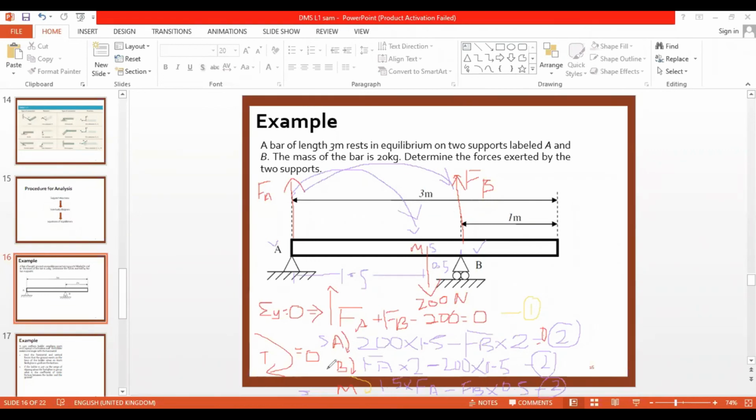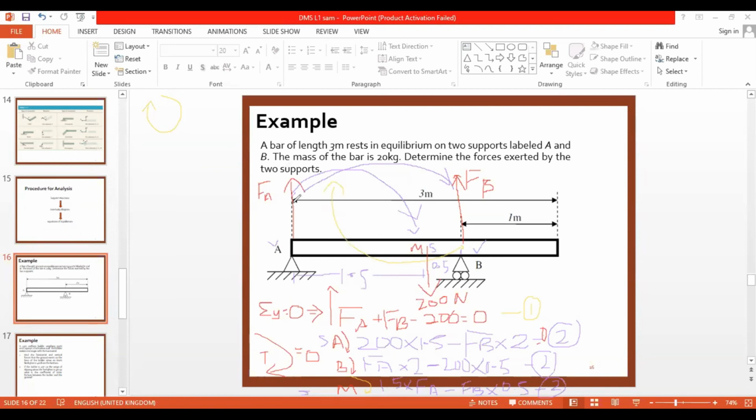So now I'm going to take moments from B. This is our B point, and I'm taking moments clockwise. Clockwise means from here to here. You know how a clock moves, a clock will move like this. So from B, I will take clockwise motion, which means it is moving like this.